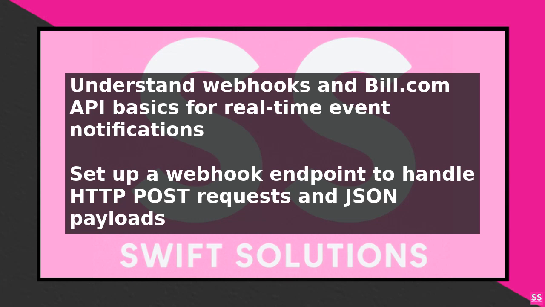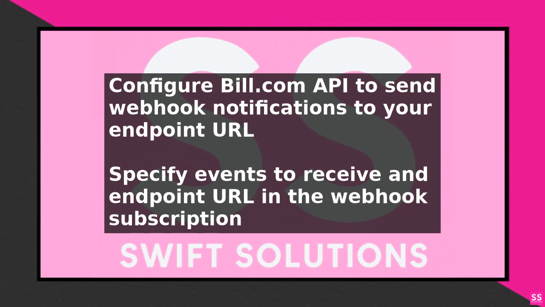First, you need to set up a webhook endpoint in your system. This is the URL that Bill.com will send the event notifications to. The endpoint should be able to handle HTTP POST requests and parse the JSON payload that Bill.com sends. Next, you need to configure the Bill.com API to send webhook notifications to your endpoint.